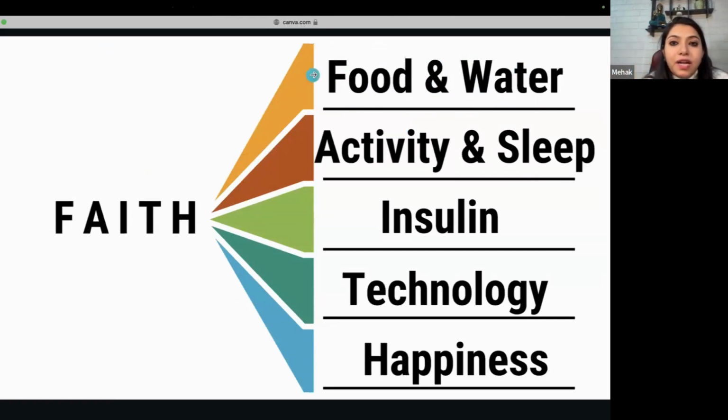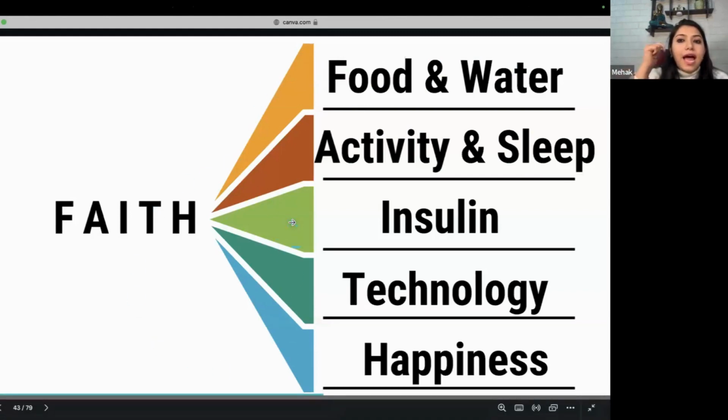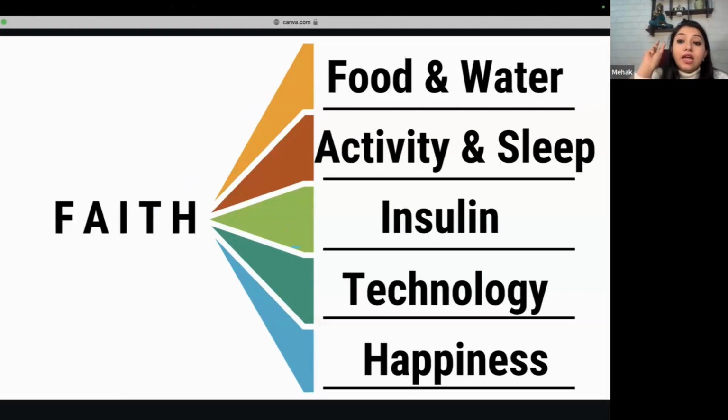How many of you believe that if we can take care of these 5 things, that is food and water, activity and sleep, insulin, technology, and happiness, we'll be able to take care of diabetes? If you think so, then please type FAITH in the chat box. I want you to type FAITH in the chat box if you believe that these 5 things can be taken care of.